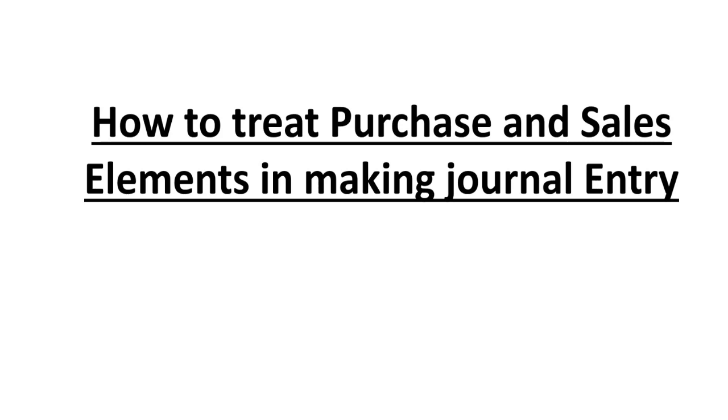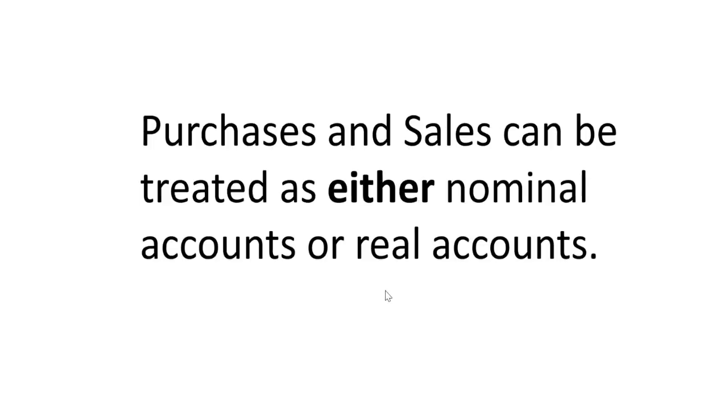And also, if we are going to make a purchase, we receive some goods, and goods we can see and touch. If we can see and touch the goods, that we can also consider as a real account. At the time of making a journal entry, sometimes we get confused whether we should consider this as a nominal account or as a real account, right? I'm going to explain this with an example. So how can we treat this one?